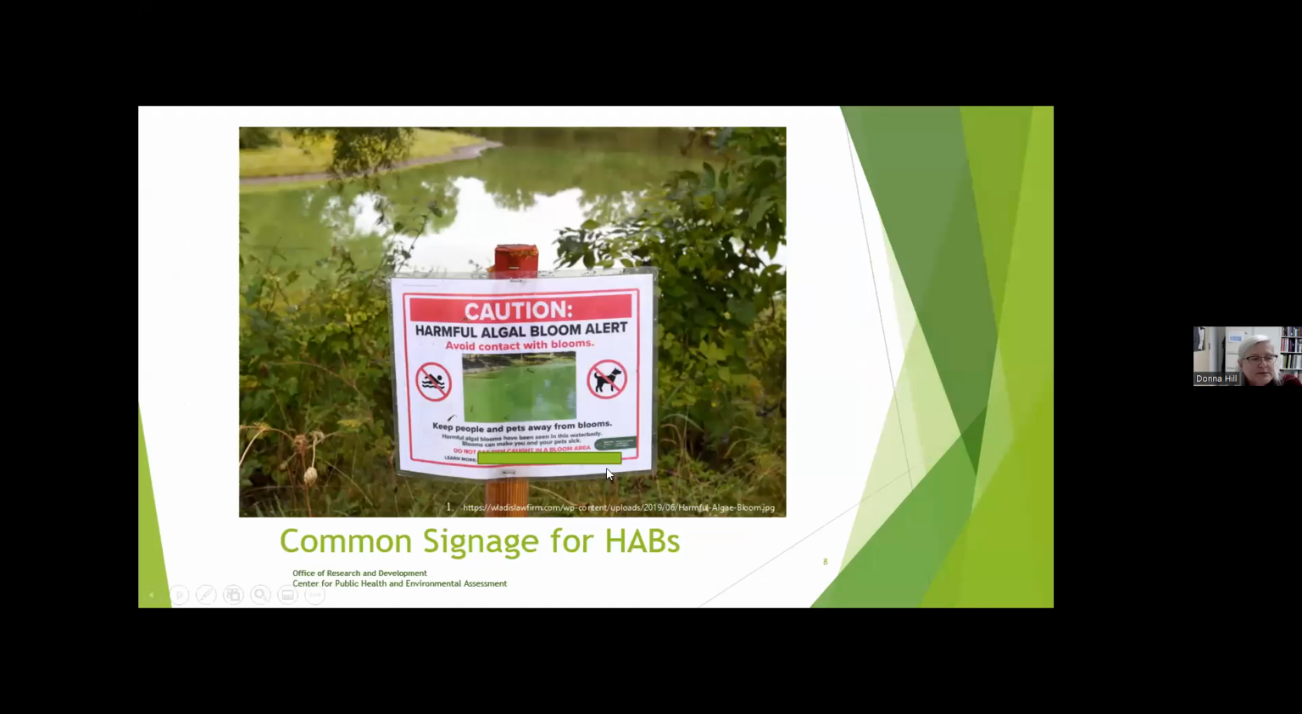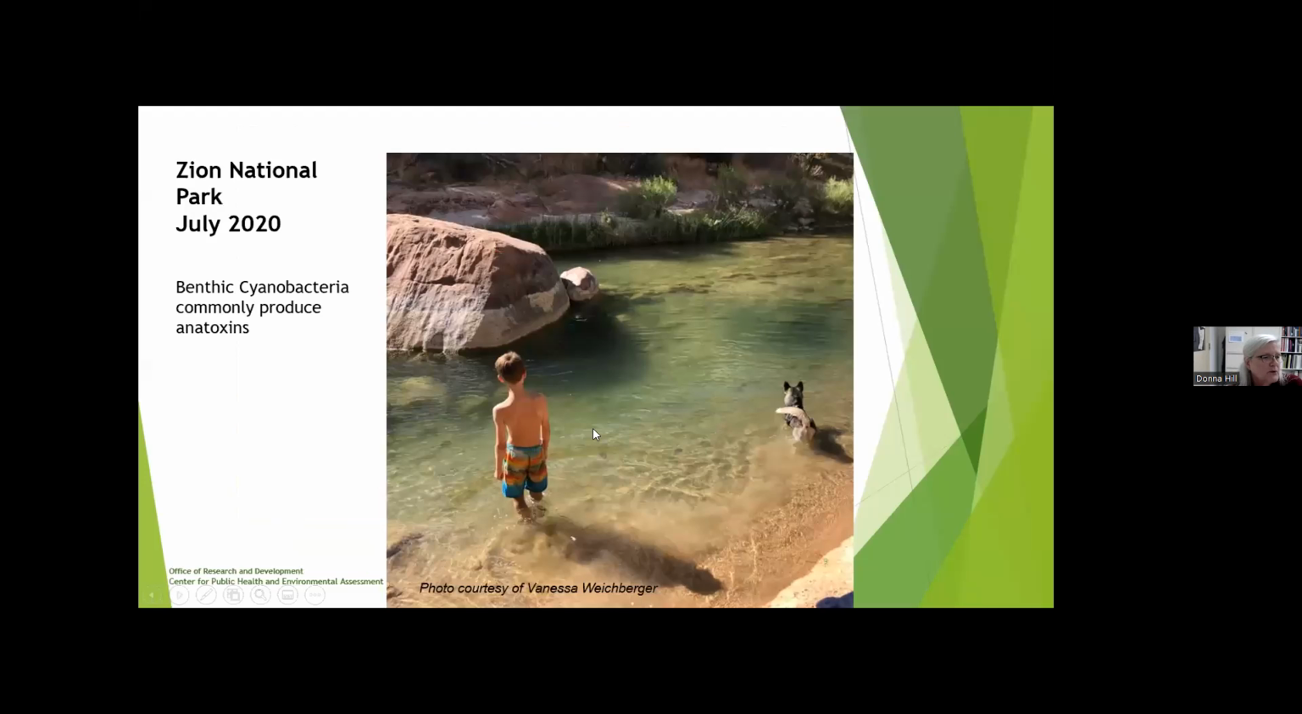And this is a typical sign we expect as a warning for a harmful algal bloom. It usually has a picture of something that looks like green paint on the water, or it says it can be different colors. But that is not the only type of thing we need to worry about, because this also is a harmful algal bloom.